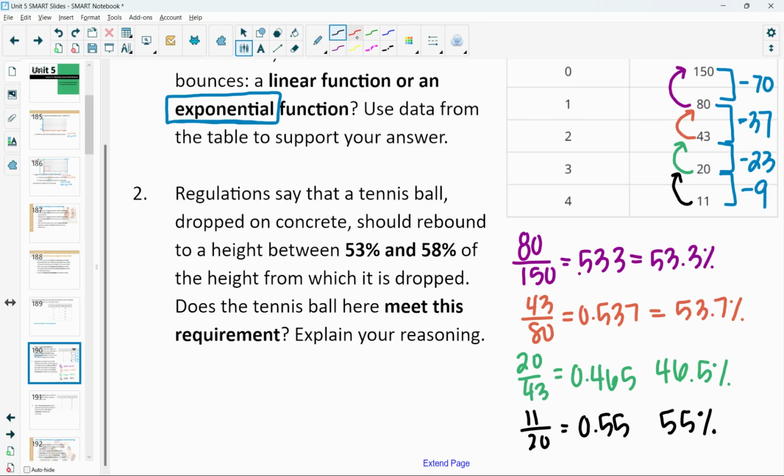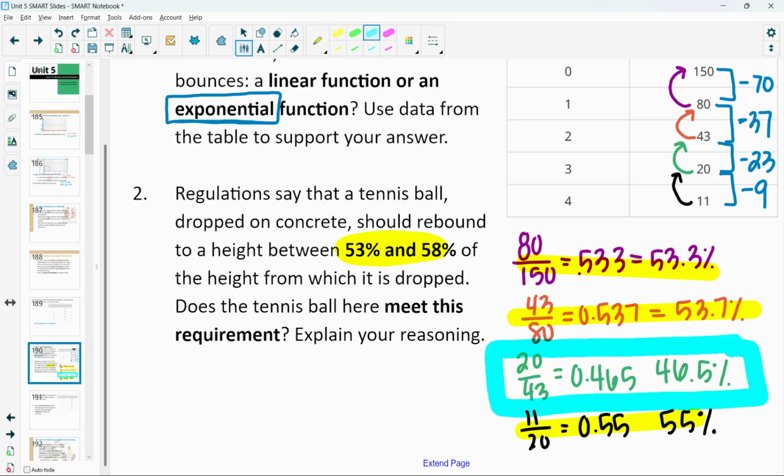So then when we're looking at this, we see most of them are, right? 53%, 54% if you round up, 55%. So those ones are all between the 53 and 58. And then we see this third bounce is kind of weird because that one's down at 46 or 47%. So that data point tells us maybe there was a measuring error or something, but we see the other ones are within that. And then we note that there's maybe something weird about that third bounce.